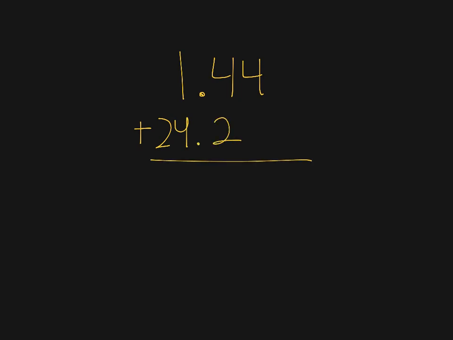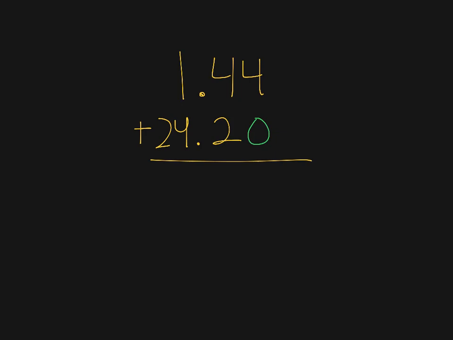For the second one, we're going to find the sum. Here's 1 and 44 hundredths plus 24 and 2 tenths. Now you can write the 24.2 up top if you like, or as long as you just make sure that your decimals line up, you'll be fine.